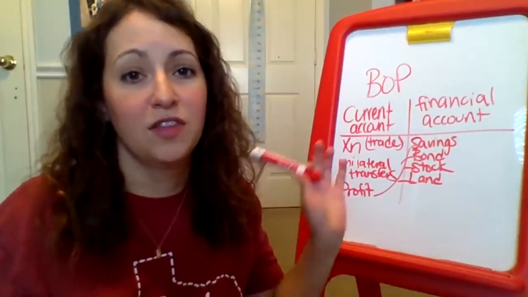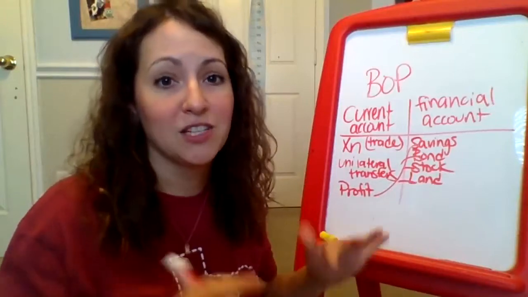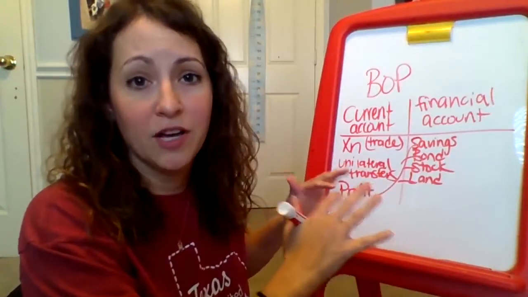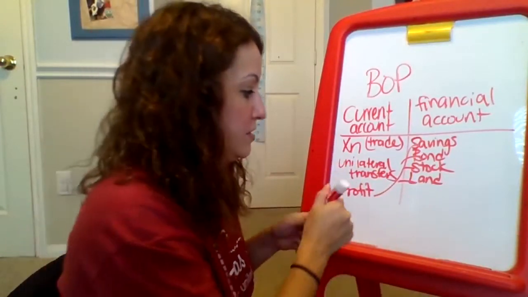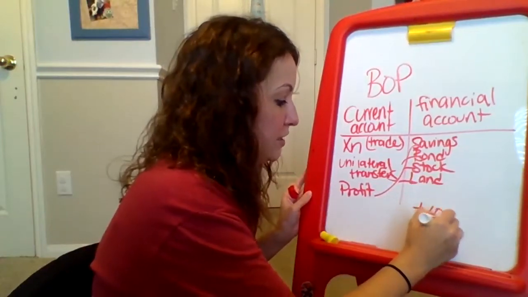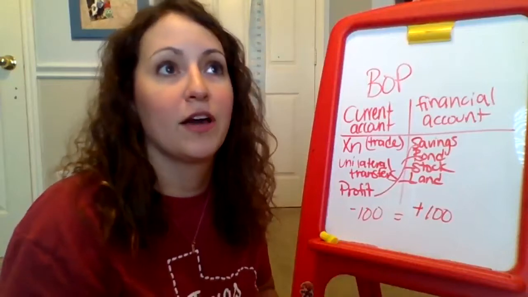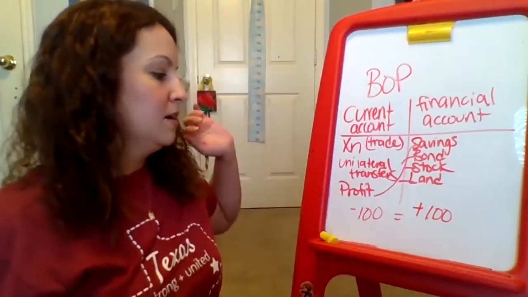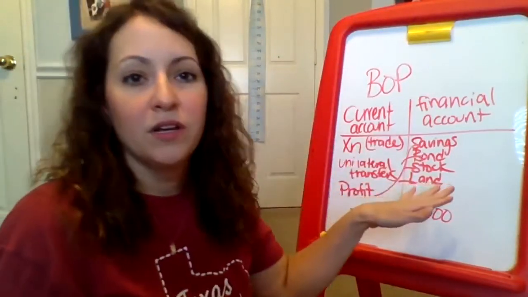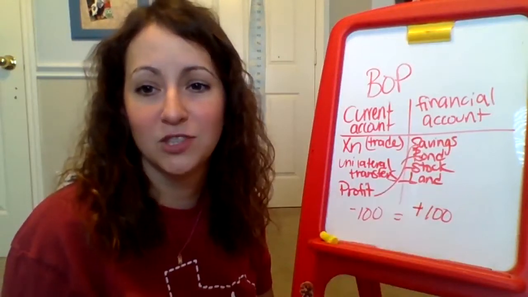The idea that this is the balance of payments means they're going to cancel each other out. They're going to get down to nothing. So if this is positive 100 over here, we're going to have negative 100 over there. They're going to balance each other. Okay, so why would that be the case?